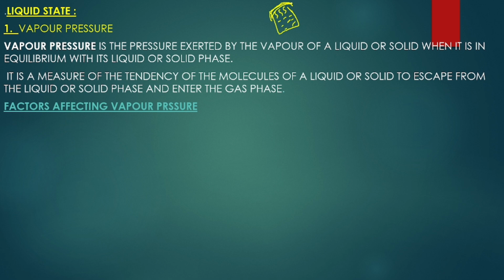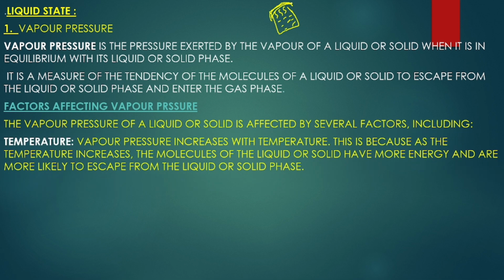The pressure exerted by vapors when it is in equilibrium between the gas and liquid state, or else the solid and gaseous state. And mainly, it is the measure of the tendency of molecules to escape from the liquid or solid phase. That is what vapor pressure is. Now, the factors affecting vapor pressure.